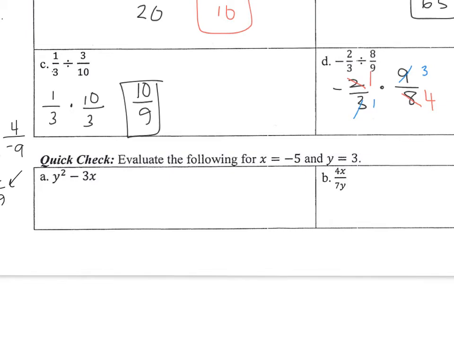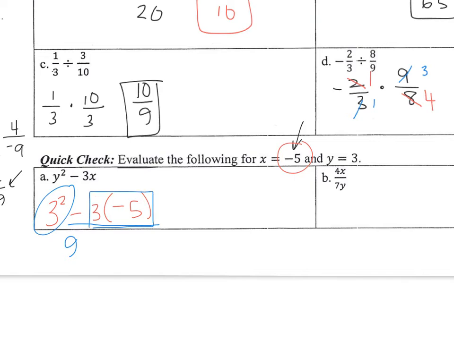So to evaluate, remember evaluate means plug in. And whenever we have a negative number, we always want to put it in parentheses. So it's going to be y squared, which is 3 squared, minus 3 times, this is a negative number, negative 5. I'm going to use order of operations. So 3 squared is 9. 9 minus negative 3 times negative 5, or you could think of this as 3 times negative 5, so this is negative 15, so it is 9 plus 15, which is 24.